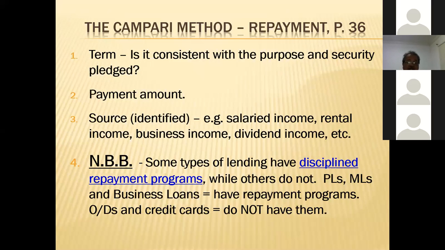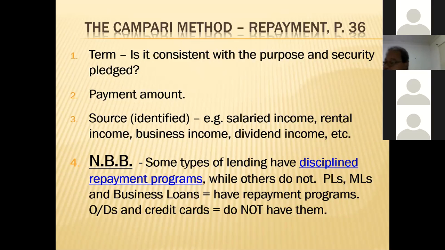It's only when we're doing DSRs that we assign a set payment amount based on the credit limit. But that is not a repayment program for the client. That's just for our purposes of assessing the credit. Those are two different things. So overdrafts and credit cards do not have repayment programs. Bear that in mind.